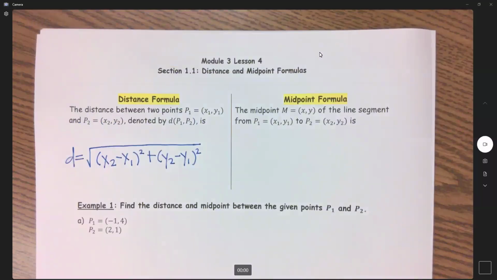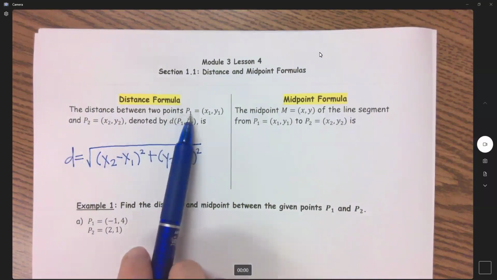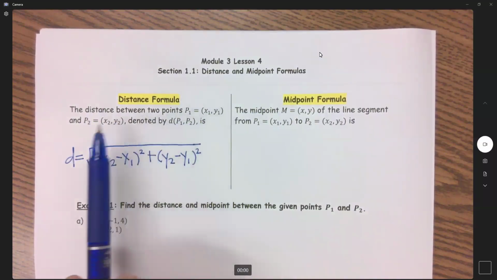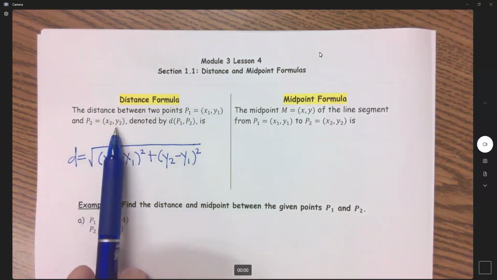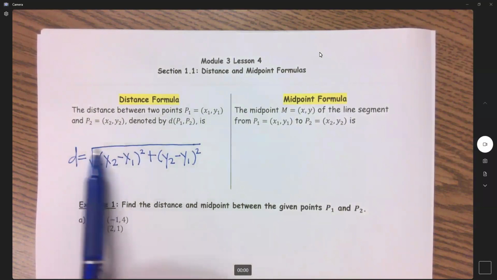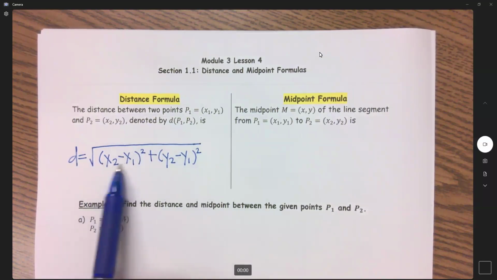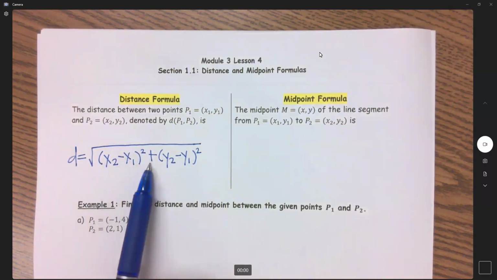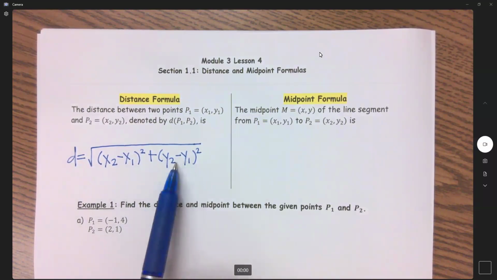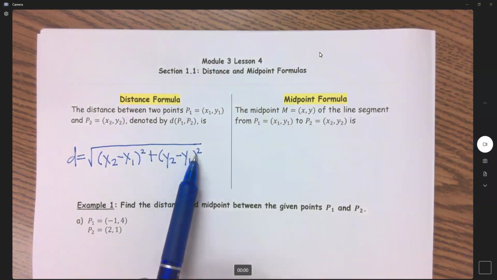First thing we're going to go over is the distance formula. It says the distance between two points, point 1, which is x1, y1, and point 2, which is x2, y2, is the square root of x2 minus x1 squared. So subtract your x coordinates and square them, and then add that to subtract your y coordinates, y2 minus y1, and square that.